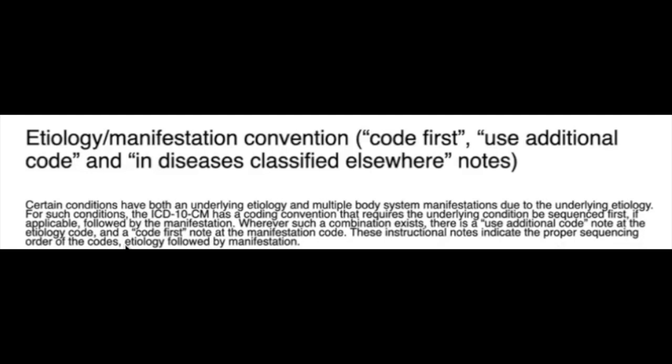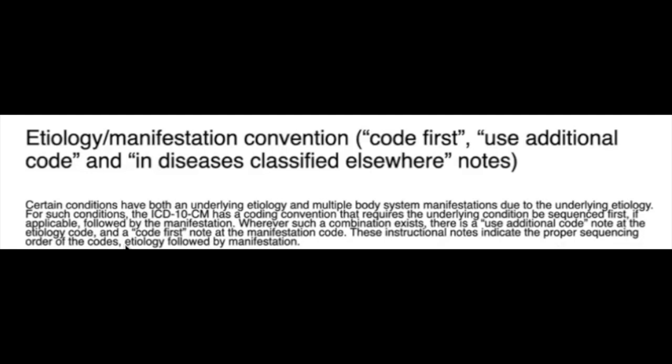Etiology, manifestation, convention, code first, use additional code, and in disease classified elsewhere notes. Let's talk about these. Certain conditions have both an underlying etiology and multiple body system manifestations. Due to the underlying etiology, for such conditions, the ICD-10-CM has a coding convention that requires the underlying condition to be sequenced first, if applicable, followed by the manifestation, okay?